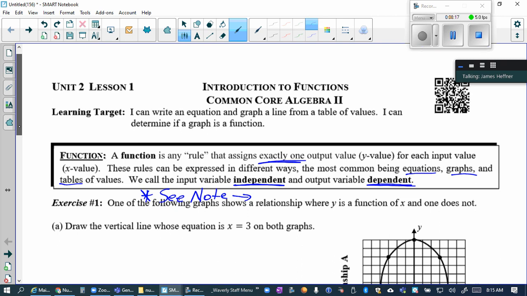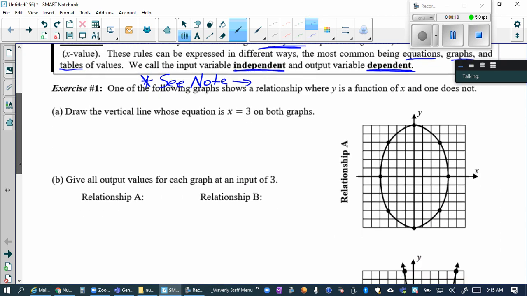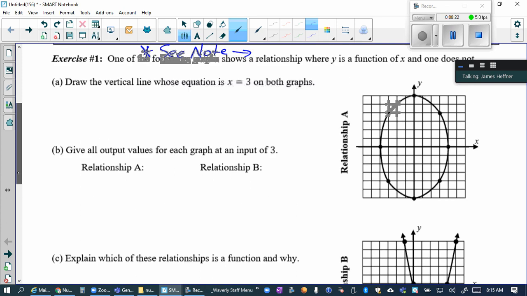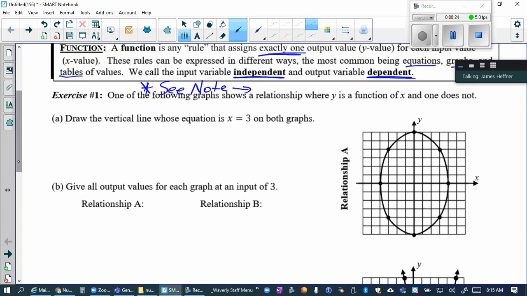Page 16, look at example 1. And they give us a couple of graphs here. One looks like an ellipse, and then another parabola. It says one of the following graphs shows a relationship where y is a function of x and one does not. In part A, they want us to draw a vertical line whose equation is x equals 3. Now, I hope you remember what the graph of that line looks like. Some of you have had me in class before. The way I always remember what kind of line that is, I ask, x equals 3, what axis does it cut through?